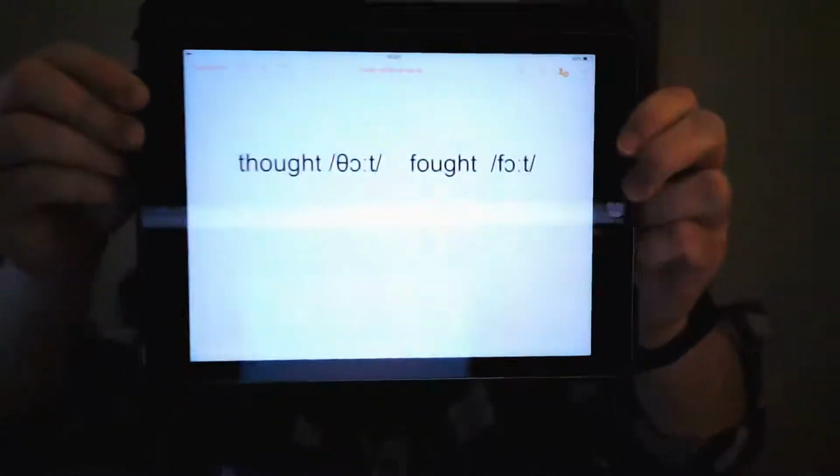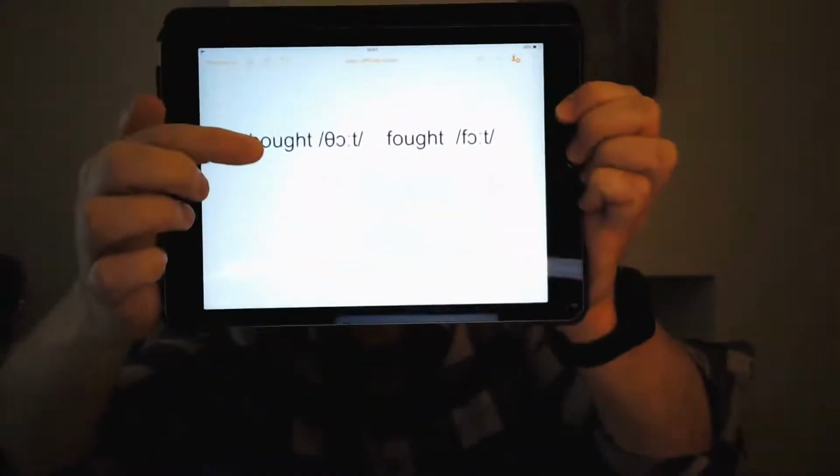Okay, well done. Let's have a look at the pronunciation of these words. Okay, is everyone saying two? And you're correct. I was saying fought, which is the second one here. Okay, so we have these two words here.